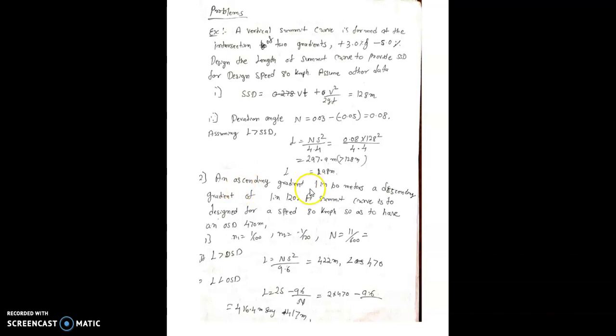Next, an ascending gradient 1 in 100, and a descending gradient 1 in 120. A summit curve is to be designed for 80 kmph. Here for OSD, we will first assume the length of the curve is greater than OSD. We get 422 meters, which is not greater than OSD. So we'll go for next. We'll assume L is lesser than OSD. How much will we get? 417 meters.